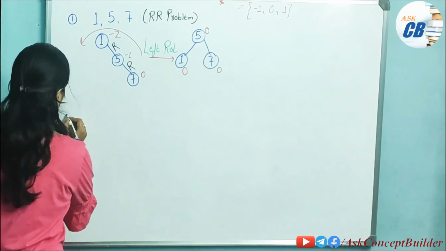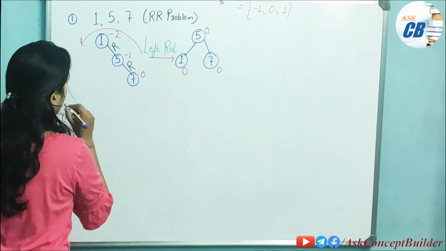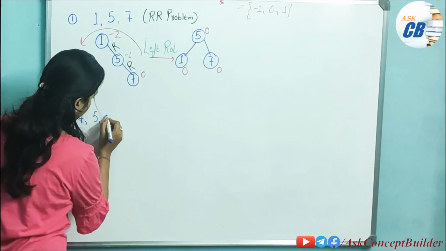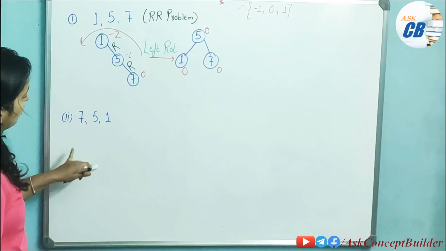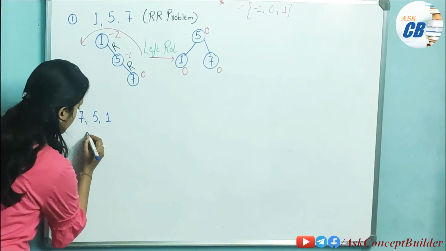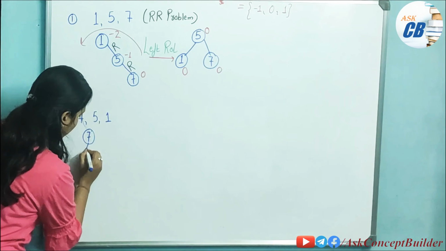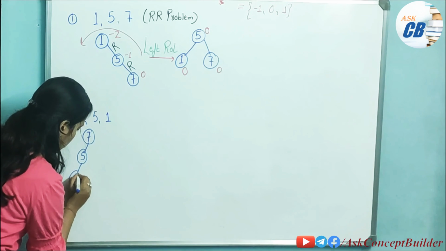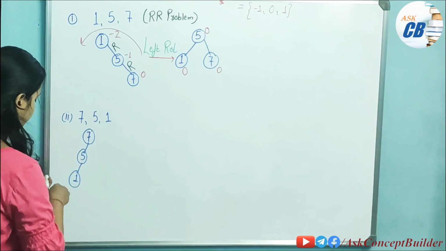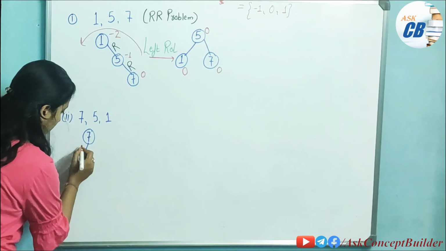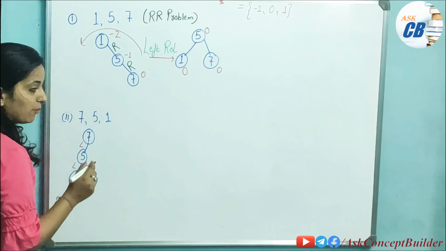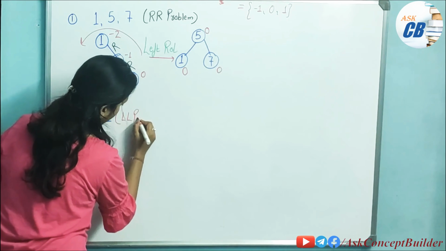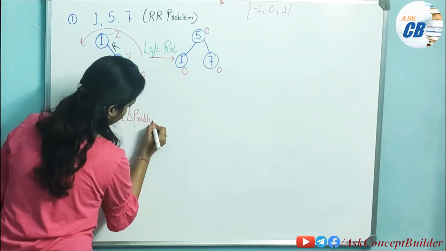Now our second case. See, if I take the nodes in the order 7, 5 and 1, how will our tree be? 7 is our root node, 5 is smaller than 7, and 1 is again smaller than 5. So in this way we have got the tree, and here the nodes are on the left and left. This type of problem we call the LL problem.